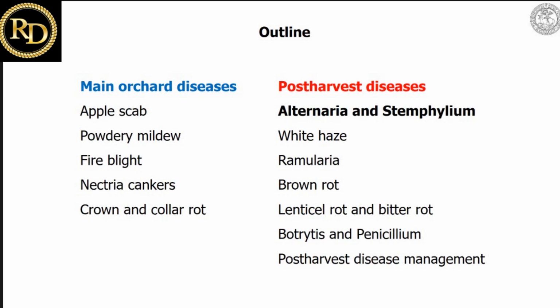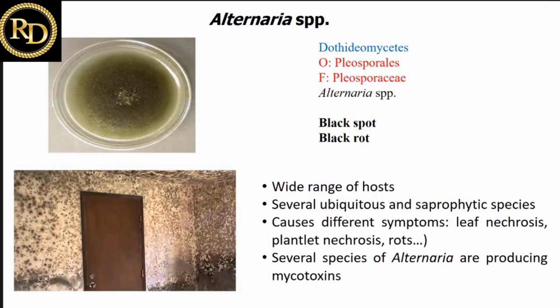This time I would like to speak about Alternaria mainly, then white rot and Ramularia, which are occurring in the field and then causing issues in the post-harvest, brown rot, lenticel rot and bitter rot, Botrytis and Penicillium. And then if we have more time, a bit about disease management strategy, or we will see about this anyway. Okay, so the first I will start is Alternaria.